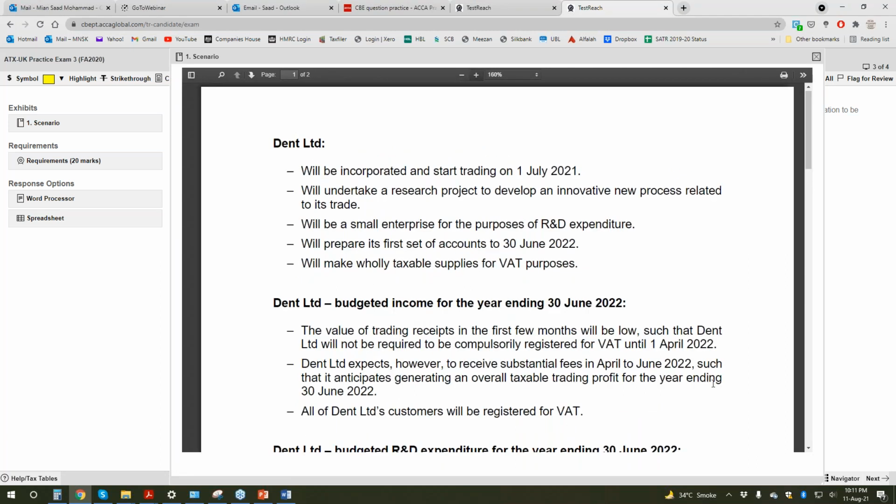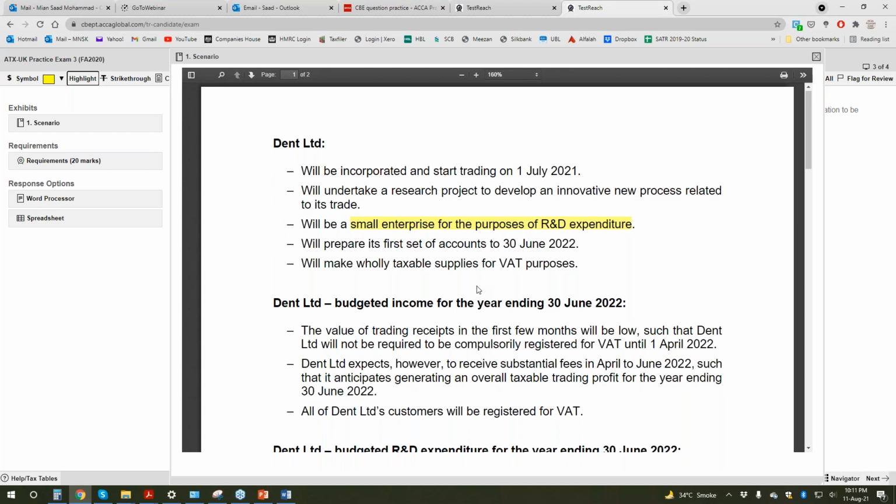Dent Limited will be incorporated and start trading on 1st July 2021. It will undertake a research project to develop an innovative new process related to its trade. It will be a small enterprise for the purposes of R&D. So now it is clearly mentioned in the question that it will be a small enterprise as far as R&D is concerned. So we will be doing that 130% treatment, not that 11% treatment.